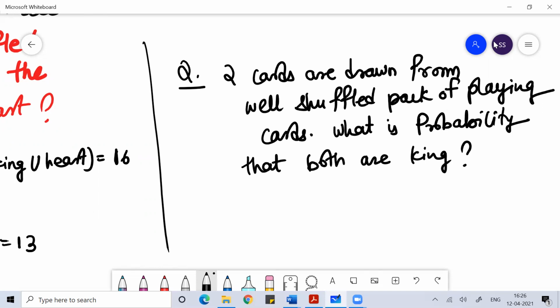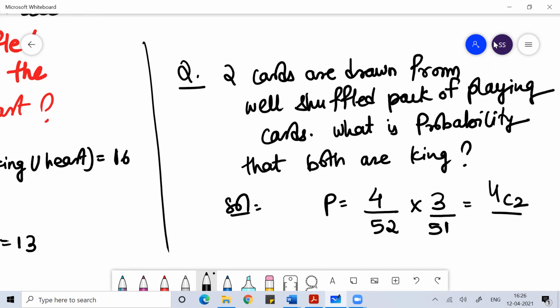Suppose I ask you this question, you have to understand how many kings are there. Total four kings are there. And what is the total number of cards? 52 cards. So what is the probability that your first card is king? That would be 4 by 52. Once you pick that card, you will not put it back. What is the probability that the next card is king? Then it will be 3 by 51. The other way of writing this is 4C2 divided by 52C2.